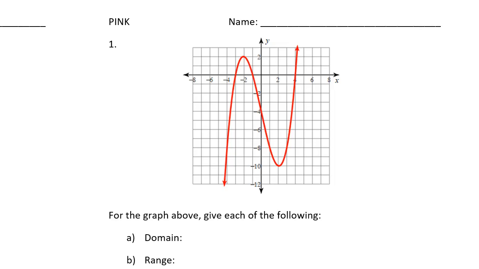Alright, in this video we're going to look at how to do the pink section of your Rainbow Review. So we're looking at this graph and we're asked to find the domain and range and some intervals here. So let's start with the domain.